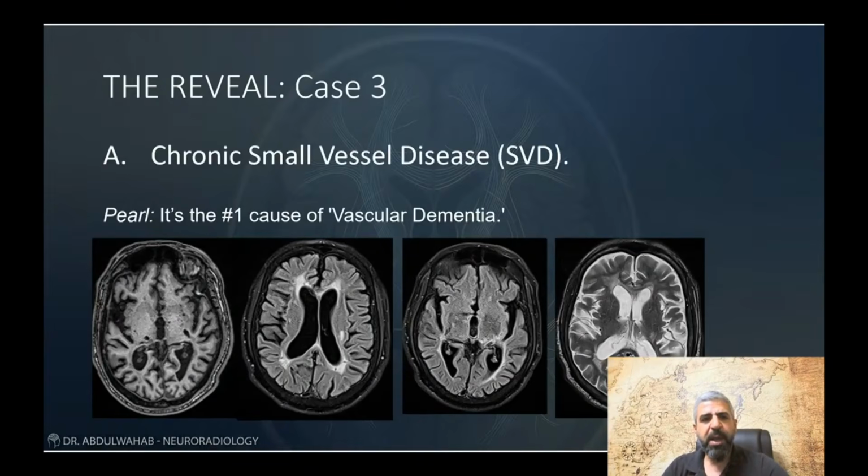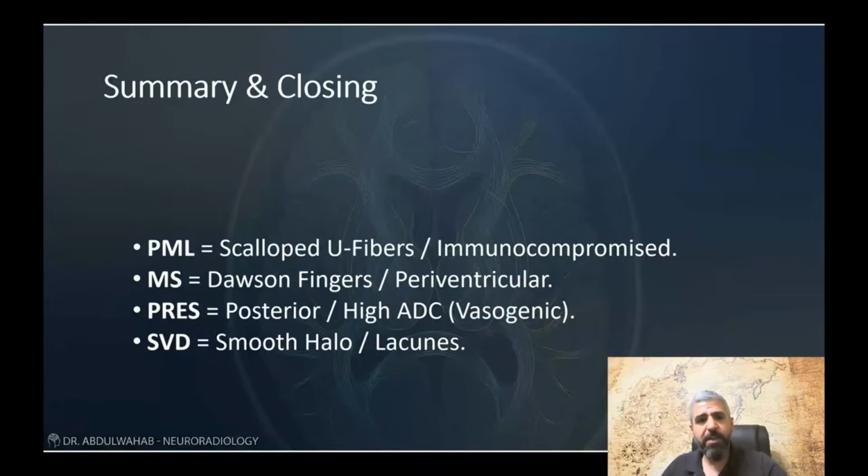In case number 3, it's chronic small vessel disease. It is the number 1 cause of vascular dementia. The tiny arteries are hardening and starving the white matter of oxygen over years. It is the most common thing you'll see in any clinic. You'll see these dark holes, you see the capping, you see the brain atrophic changes, and again on the T2 you can see this. This is Radiology Detective episode 3.